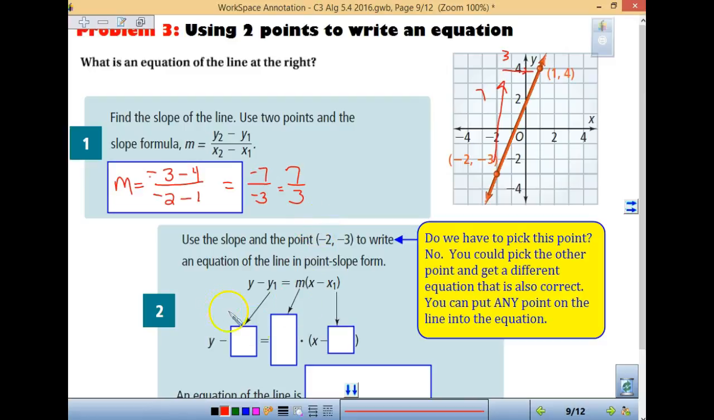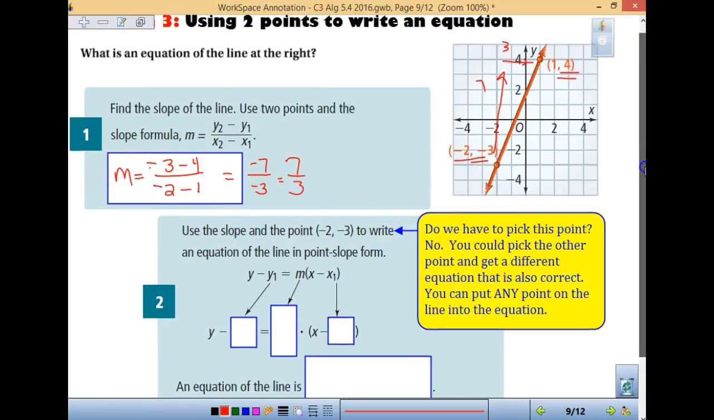That's our slope, 7/3. So now it says we want to write an equation using the point negative 2, 3. And if they don't tell you which point, you could use either one. So in your homework, if they don't tell you which one, you can use either one.